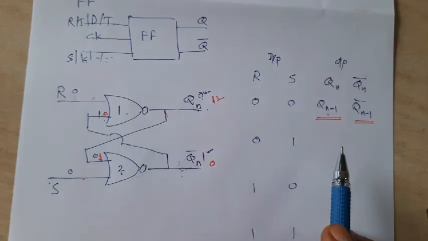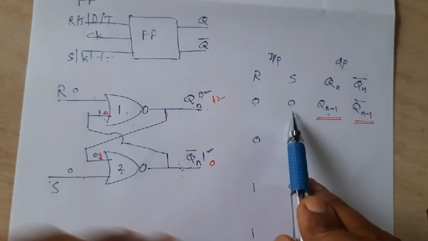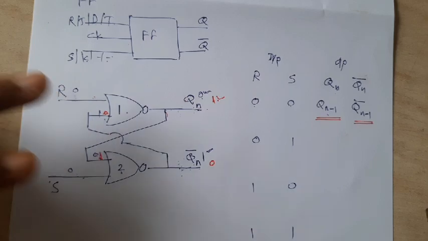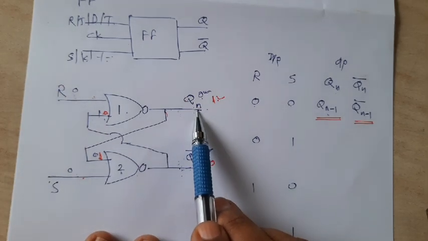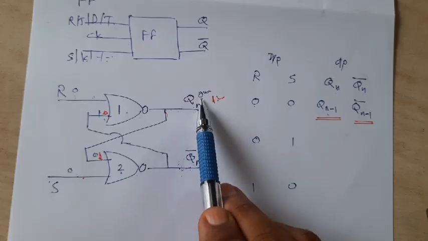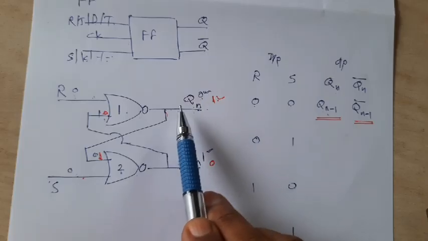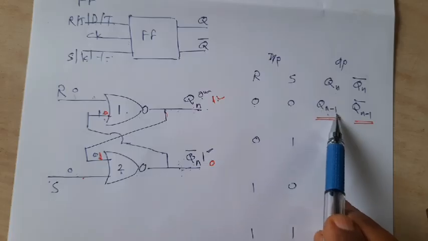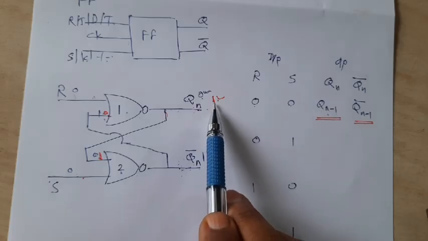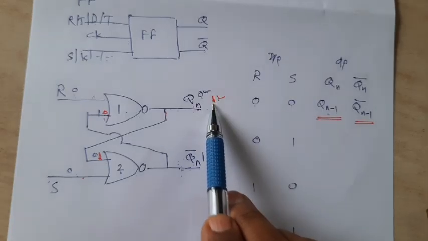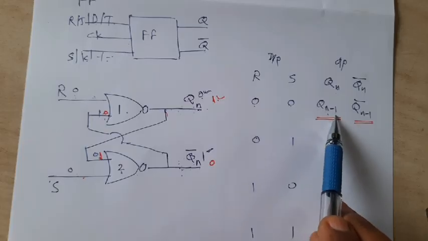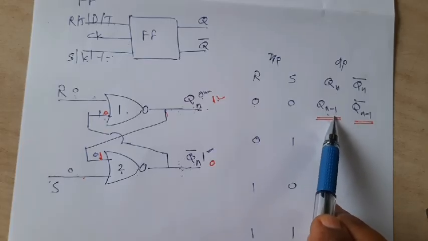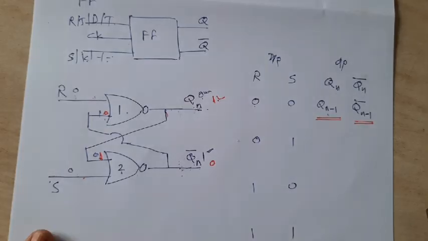I will explain once again. If R and S are 0, 0, then the value of Qn depends on the previous value. If the previous value is 0, it remains 0. So I will have to write it is Qn minus 1. If the previous value is 1, it remains 1. And again I will have to write Qn minus 1, the previous value. Right? Fine.